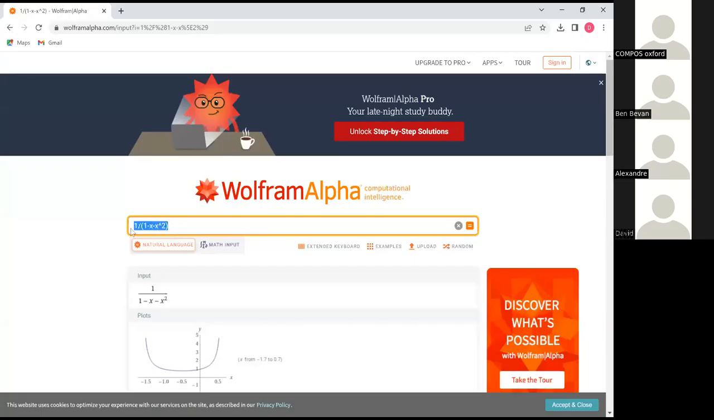Here we go. So here is my function 1 over 1 minus x minus x squared. Okay. And here it is. It's just a reciprocal quadratic. Okay. It's got some sort of shape.